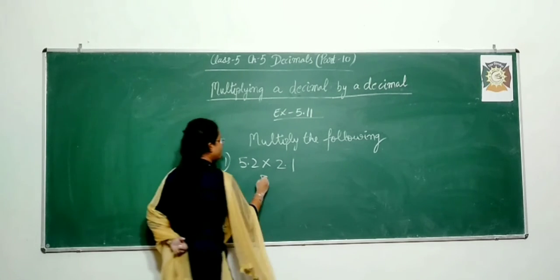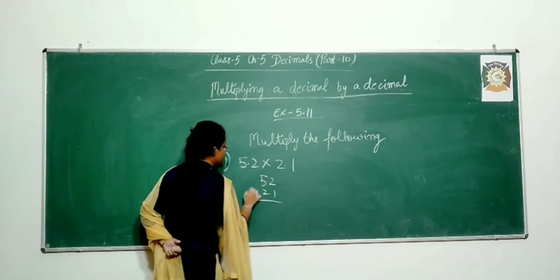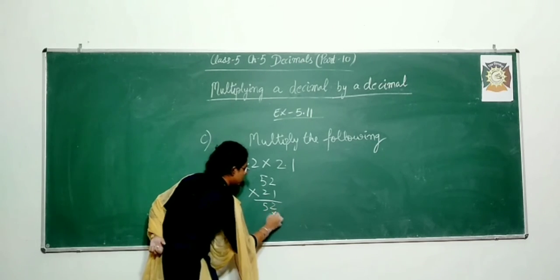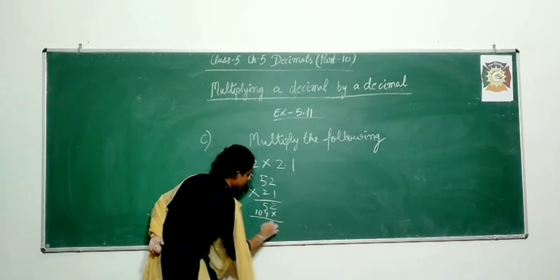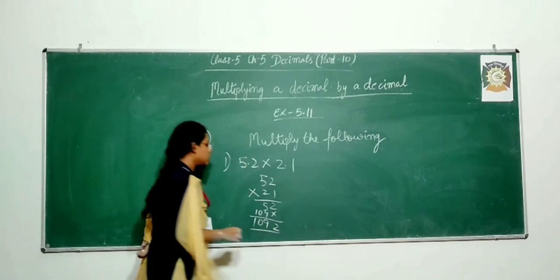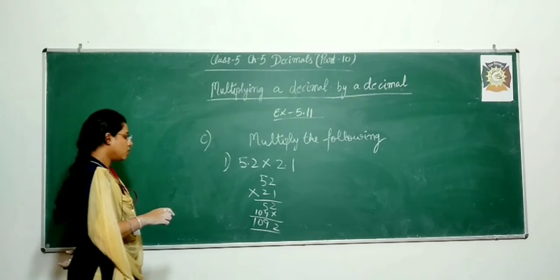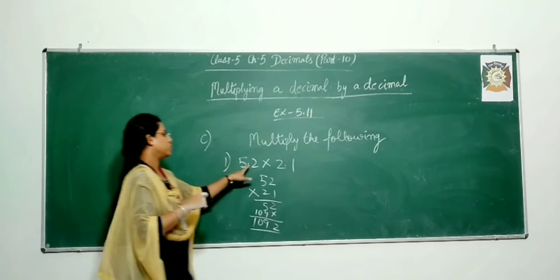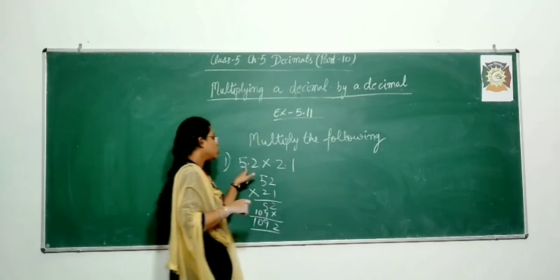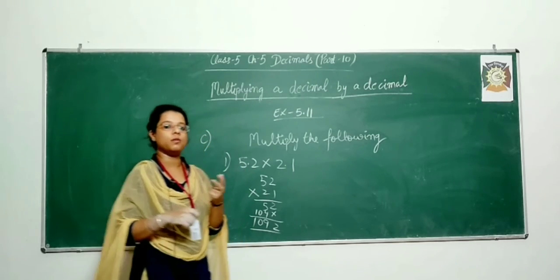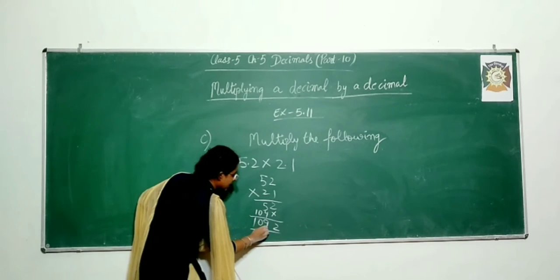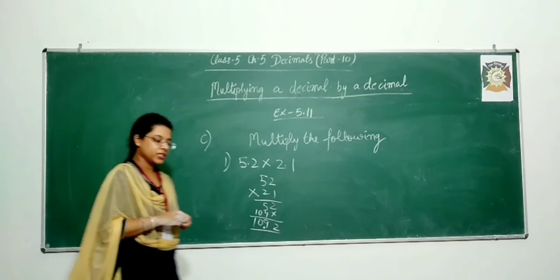So you will multiply 52 with 21 to obtain the product. This is coming out to be equal to 1092. Alright, and you will count the decimal places in the question. It is 1 here and 1 here. So total 2 in number. So decimal point will be placed after 2 positions moving from the right. That is here. So the answer is 10.92.